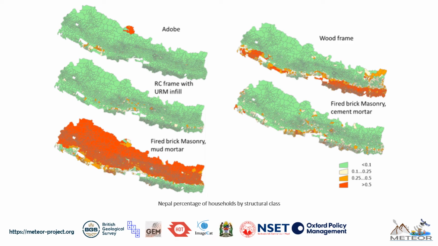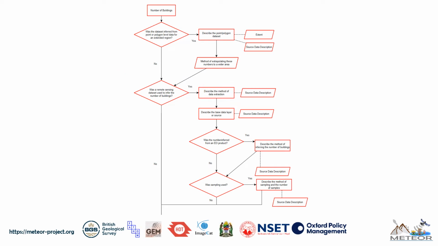Here we see the final results of the mapping schemes as percentages of households by structural class mapped to the administrative VDC units in Nepal. Typically, the number of buildings is estimated from populations and average number of persons per household. As previously mentioned, in the case of Nepal, NSET was able to provide the estimated number of households by Village Development Committee, VDC, which is approximately 700 administrative zones. However, Kathmandu was covered by a single zone, and exposure still needed to be converted into number of buildings.